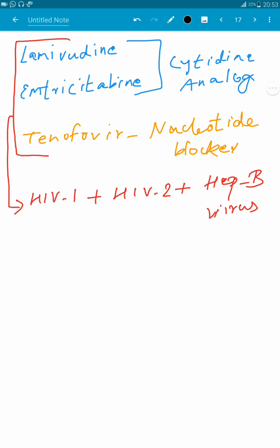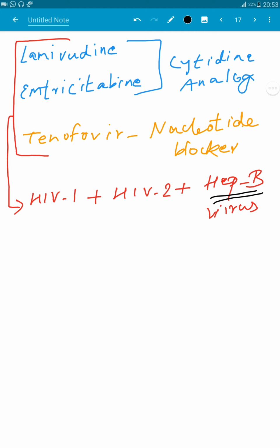Then lamivudine, emtricitabine, and tenofovir. These are also NRTIs. The main important thing you have to know is which can be used for HIV type 1, type 2, and hepatitis B also. Lamivudine, emtricitabine, and tenofovir. These three can be used for hepatitis B also.